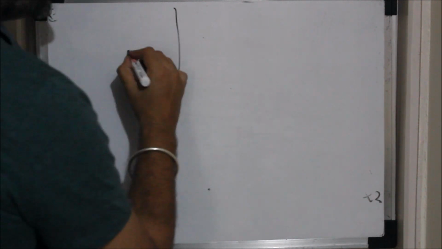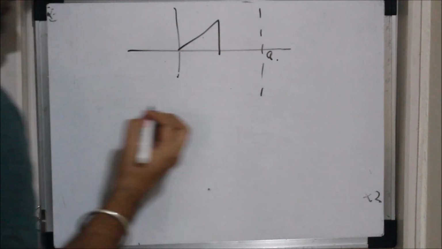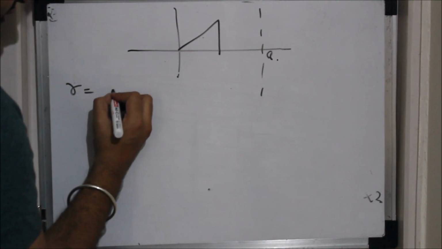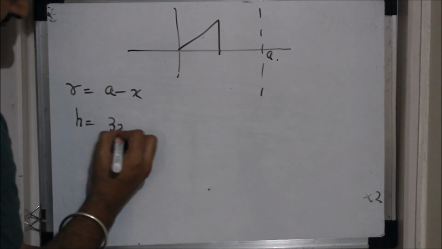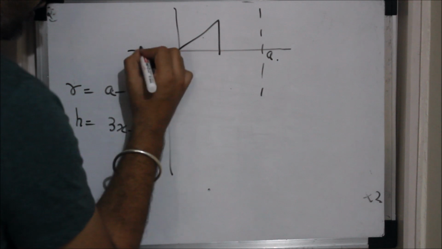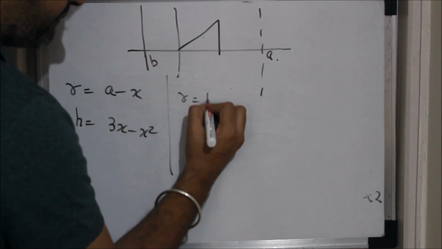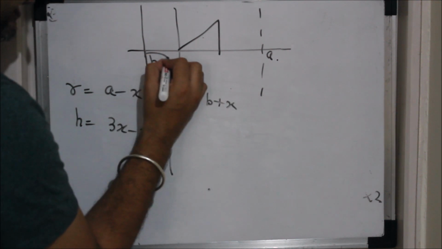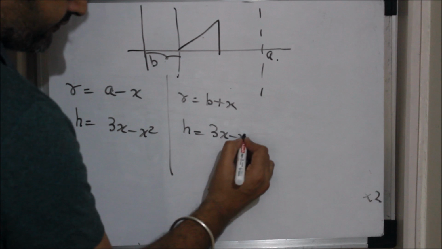This was the triangle, so whenever it is on the right side of the region, say x equal to a, your radius will always be a minus x. Your height will remain the same, which was nothing but 3x minus x square. If it is on the left side, say x equal to b, then your radius will be b plus x, because this is the thing I'll be adding up and this is the x. Your height again will remain the same.